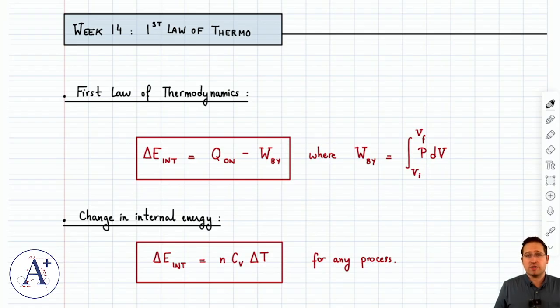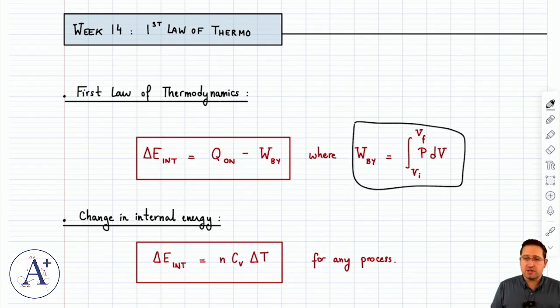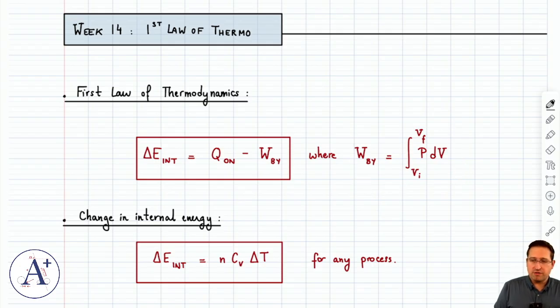It doesn't say whether it's physically possible to undergo the transformation. It doesn't really care. It just says, what do you want to do? Oh, this? Okay, here is delta E internal. And in all cases, it's going to be Q on, which is the heat transferred to the gas, which by the way in our case will be an ideal gas, minus work by, which is the work done by the ideal gas, and by definition is equal to the integral of P dV from V initial to V final, the initial volume to the final volume.